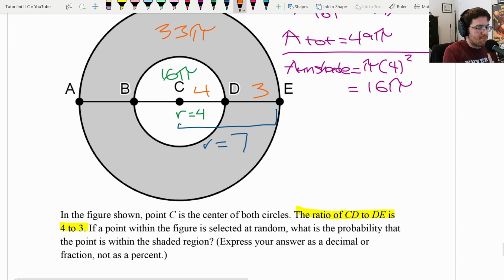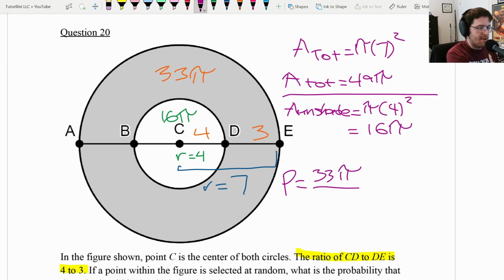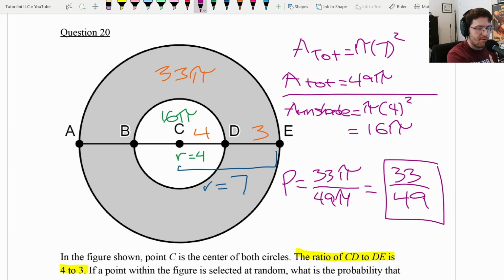The question, of course, wants us to find the probability that the point selected is within the shaded region. So we're going to do probability equals desired, 33 pi, over the total area in the figure, 49 pi. And you see, once again, the pi's will cancel. And 33 over 49 does not reduce. So the answer is 33 over 49.